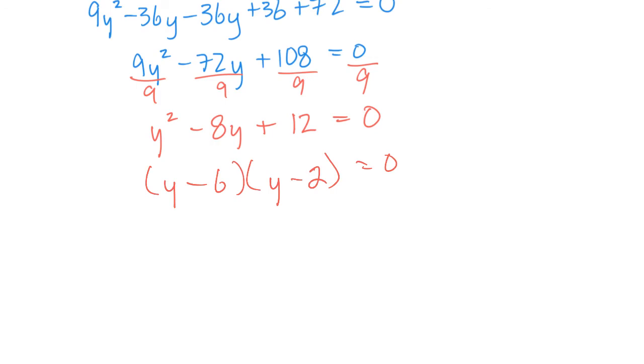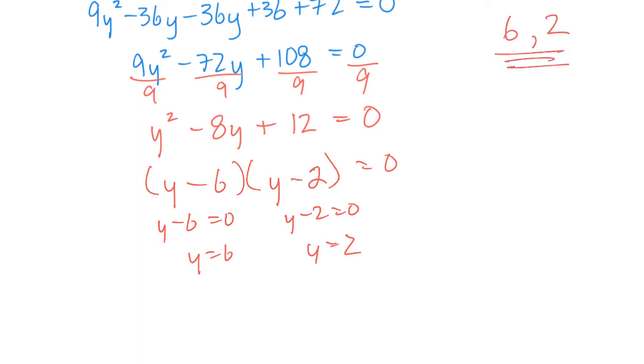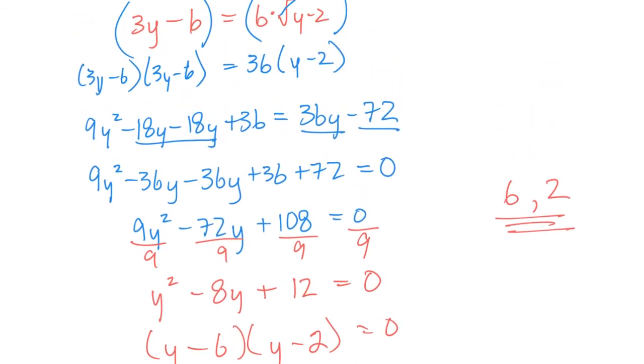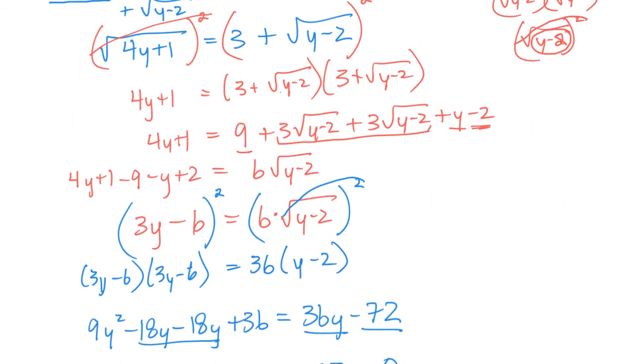Y minus 6 times y minus 2. Yeah, that's right. And so to solve, by the zero property, either y minus 6 is 0 or y minus 2 is 0. So y is 6 or y is 2. Okay, so 6 and 2 are my answers. Let's just go back up and check to see if either of those will work. 6 and 2, boy, that's a lot of work.